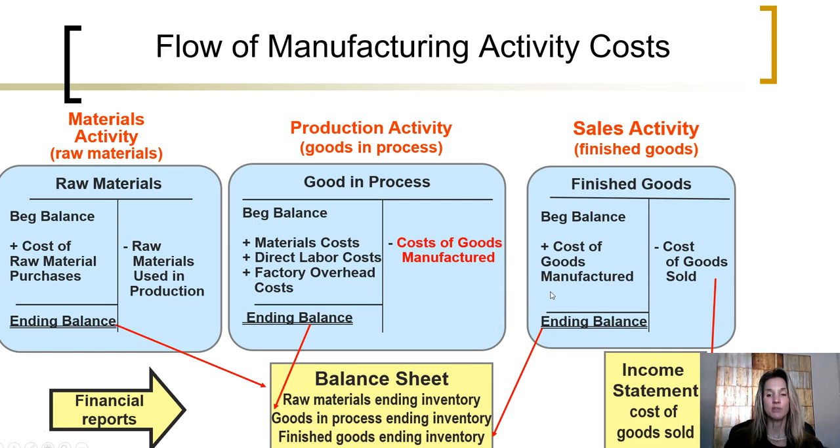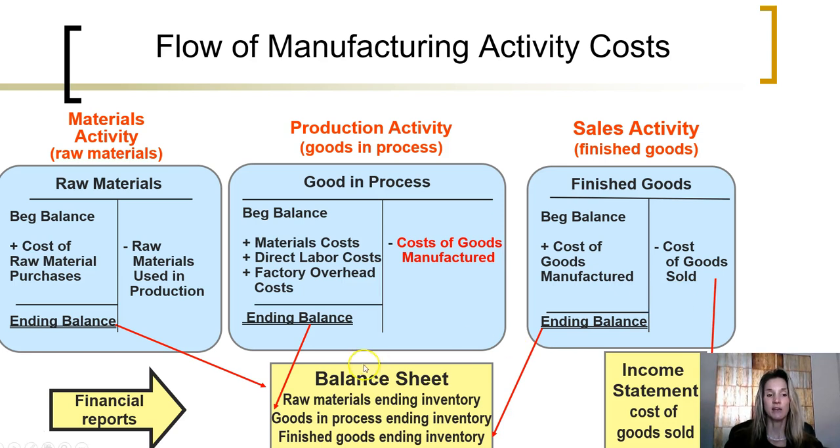Finished goods is the inventory account that keeps track of all cost of inventory that is completed and ready for sale. So we may start with the beginning balance. We add in the cost of the inventory that was manufactured and completed. And as inventory is sold, we credit that account for the cost of the goods sold.